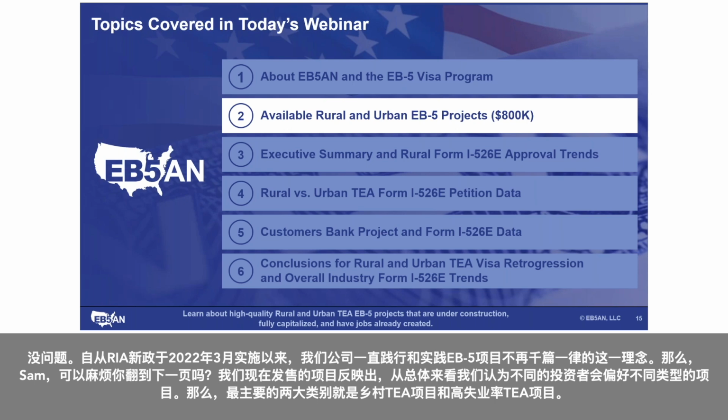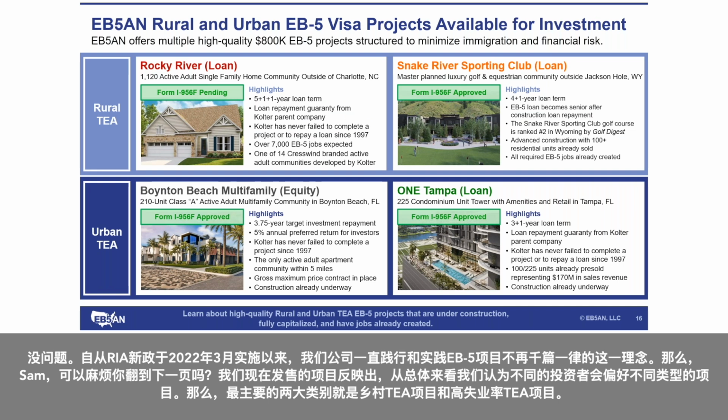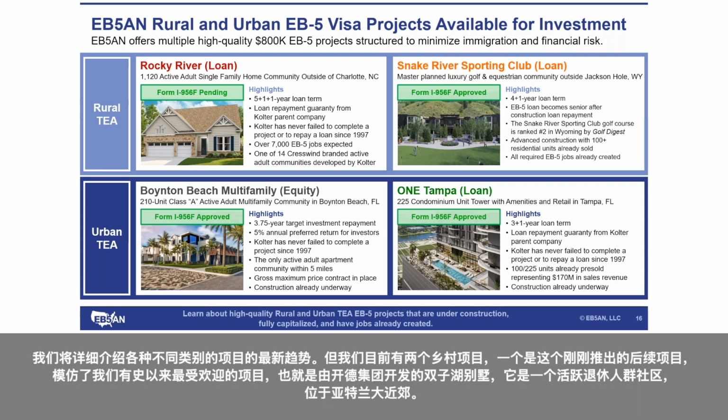Since the RIA passed back in March of 2022, our company has been very focused on not thinking that EB-5 is one size fits all anymore. So if you can click to the next slide, Sam, what we have now is we look at it at the highest level where different investors like different things. So the first big distinction is the rural TEA versus the urban high unemployment TEA. And we're going to go into a lot of detail on the recent trends from all of those different items.